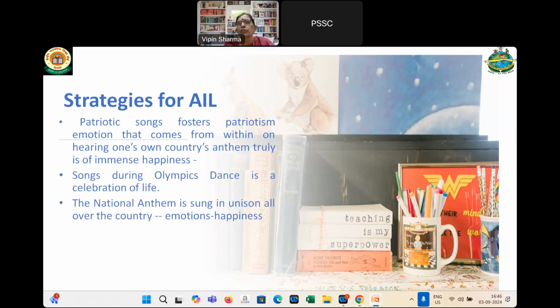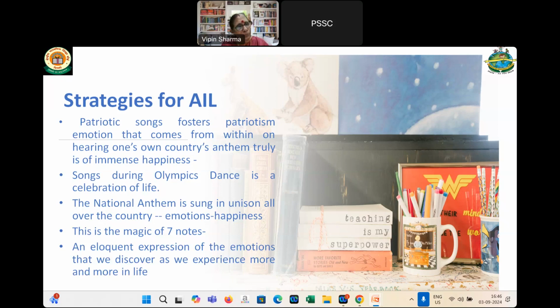Patriotic songs, poster patriotism. Yes, Sarojini, CAP. Emotions come from within, hearing one's own country's anthem. Songs during Olympics, dance is a celebration of life. The national anthem is sung in unison all over the country. This is the magic of seven notes, an eloquent expression of emotions that we discover. That is experience. That is wonderful.